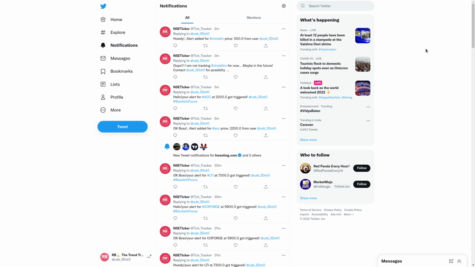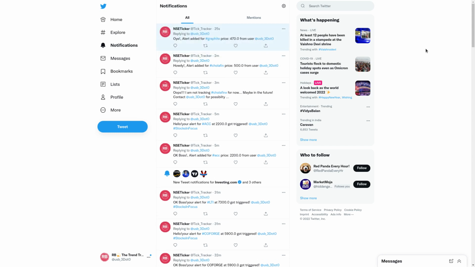Once you have created the alert, you have to wait a few seconds, maybe a minute or two, depending upon how fast Twitter is able to process this information and give it to my particular Twitter app. And then you can see the alert has been added for graphite, so it's done.